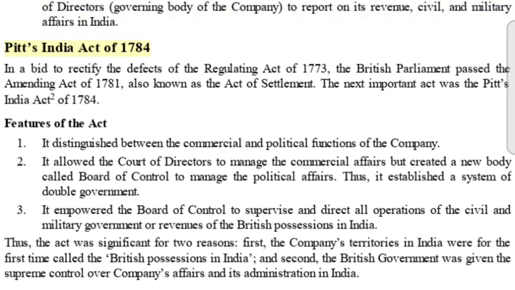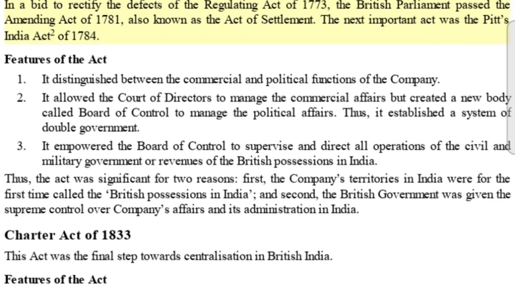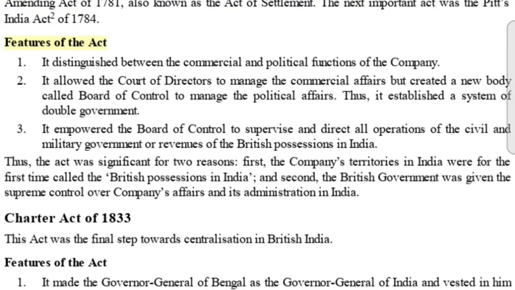Pitt's India Act of 1784. In a bid to rectify the defects of the Regulating Act of 1773, the British Parliament passed the Amending Act of 1781, also known as the Act of Settlement. The next important act was the Pitt's India Act of 1784. Features of the Act.